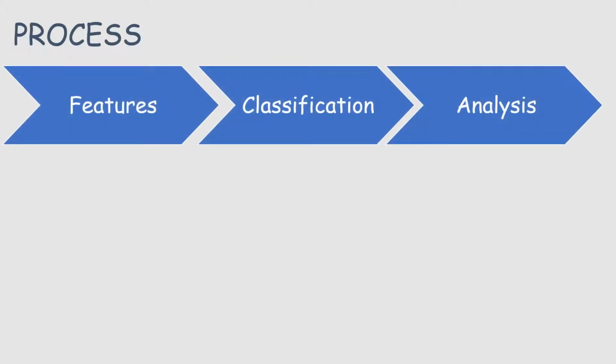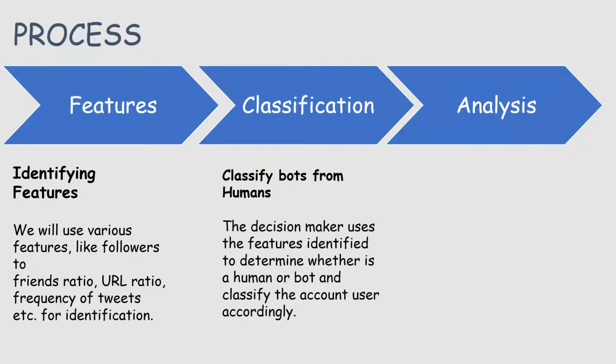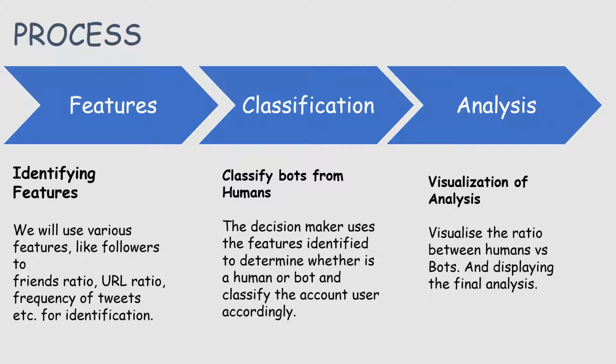automated streams. Now to give you an overview of the process and the steps involved, each of which we will discuss further in our presentation. First is identifying features, where we will use various features like followers to friends ratio, URL ratio, frequency of tweets put out, etc. for identification. Second is the classification, where we'll use machine learning algorithms for decision making and classifying whether an account is a human or bot. And third is the visualization or the analysis, where we will visualize the ratio between humans and bots and display our final analysis.